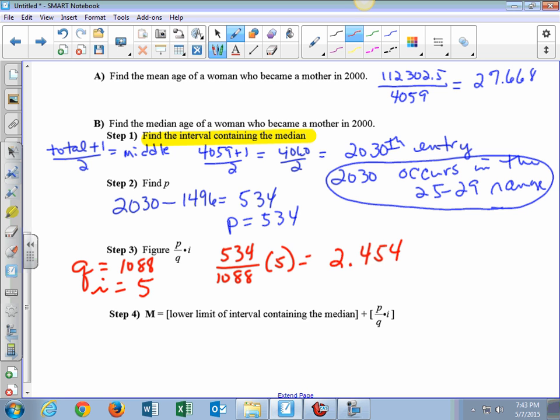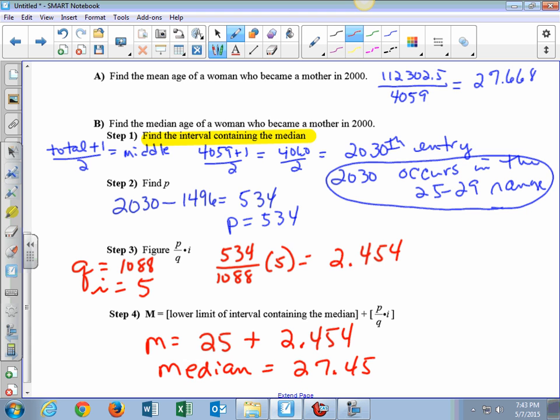Okay, so here we go, step 4. My median is equal to the lower limit. What was that lower limit? That's that 25. Plus I add to that the P divided by Q times I, which is my 2.454. So my median of the group data is equal to 27.454.